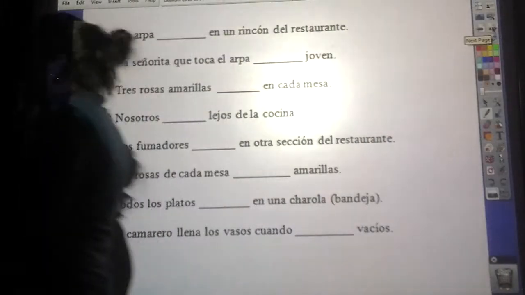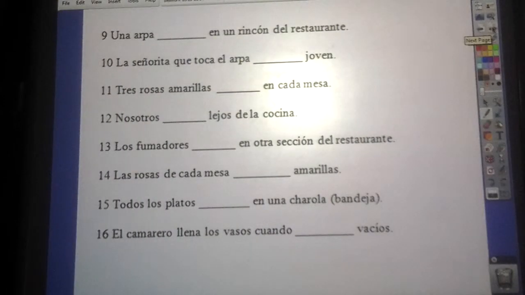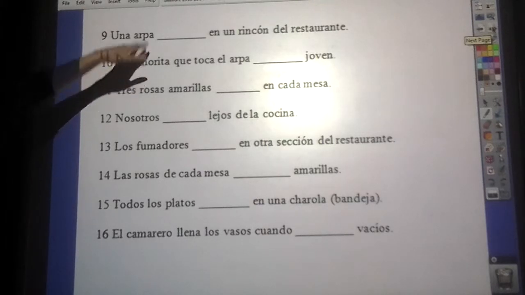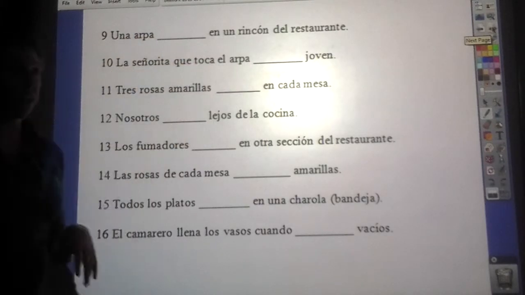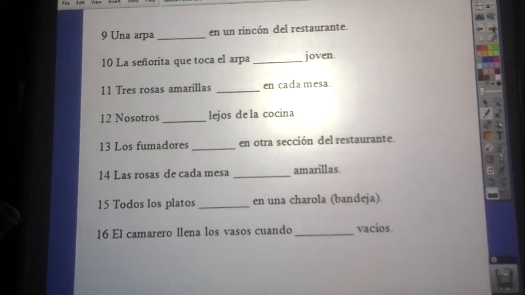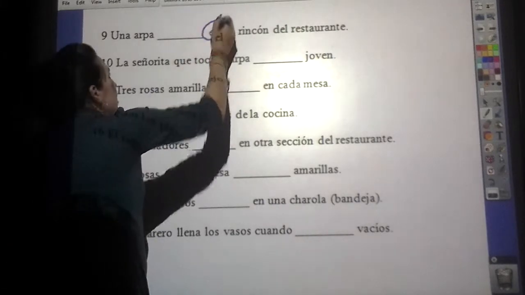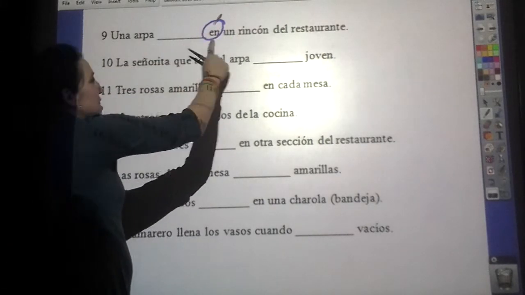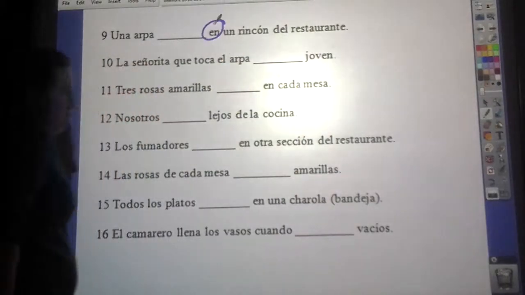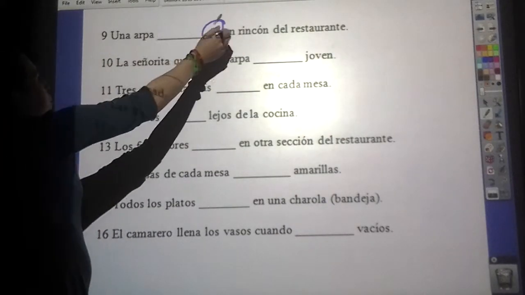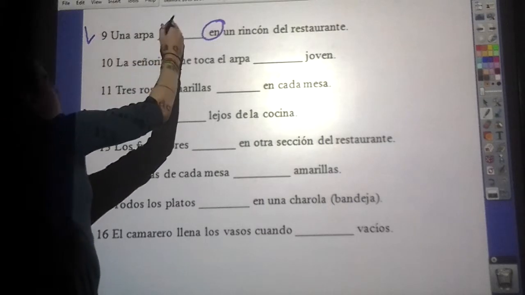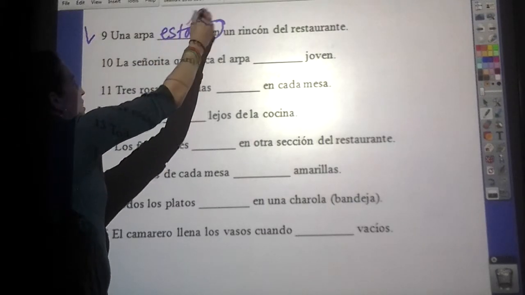Número 9. Una arpa, that's a harp, blank en un rincón del restaurante. Again, here we have a key word, en. A harp is in a corner of the restaurant. So, because we have en, we know it's a location, and we use está. Está.